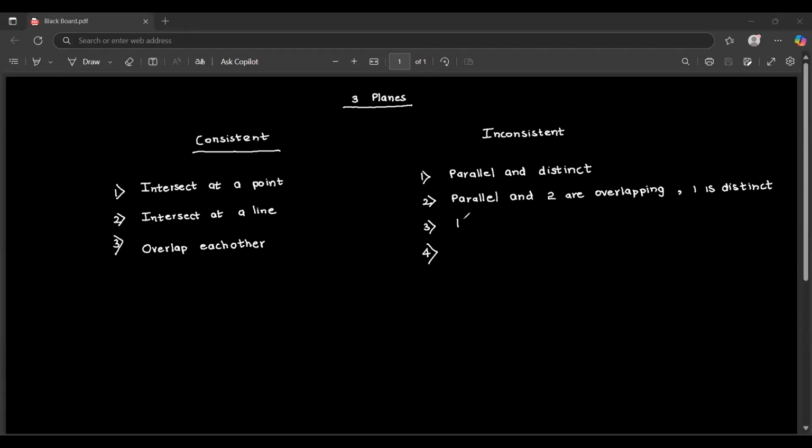Third one is the H model. Fourth one is the A model. I will teach you, don't worry. It's really easy. H model means they don't intersect actually, that's the point. It is inconsistent because there is no common point. I'll explain it with a diagram.